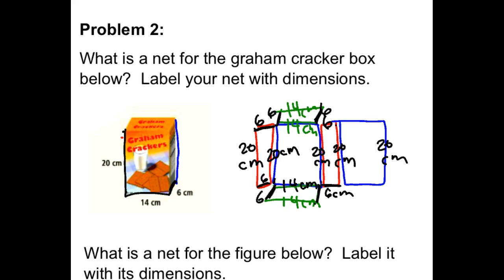So you have almost every single side length known except for these two over in the blue rectangle. If you look at them, they're not going to fold up with the 6, but they're going to fold up all the way over with the 14. So they're going to be 14 centimeters each. So that is drawing a basic net and labeling your measurements.